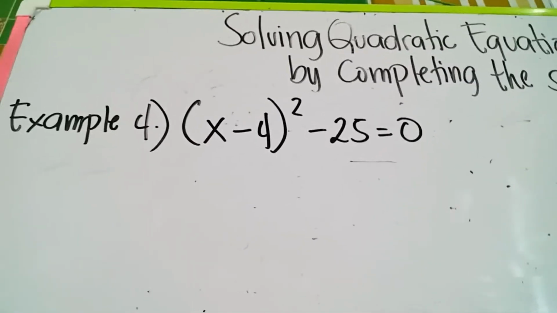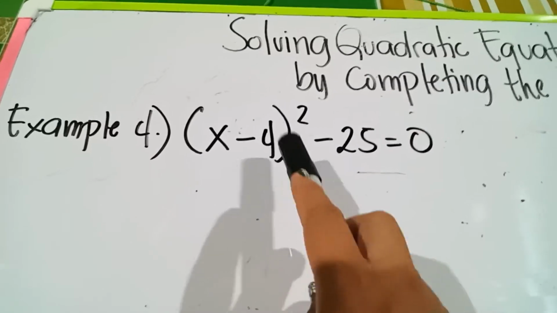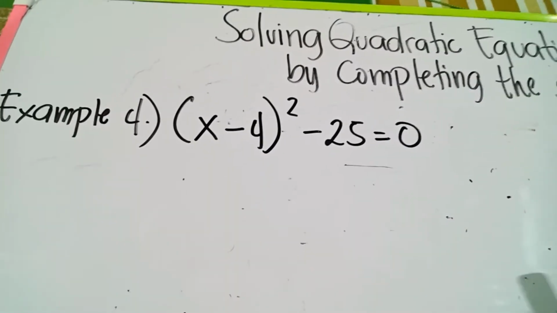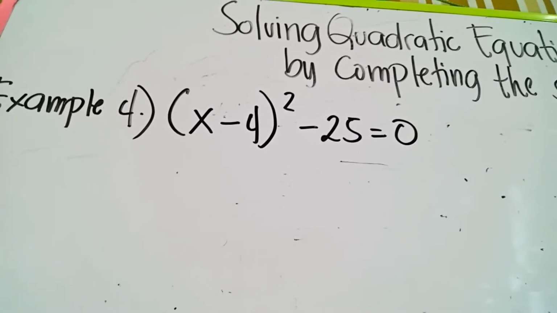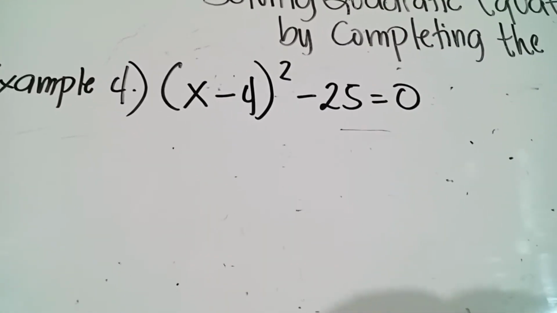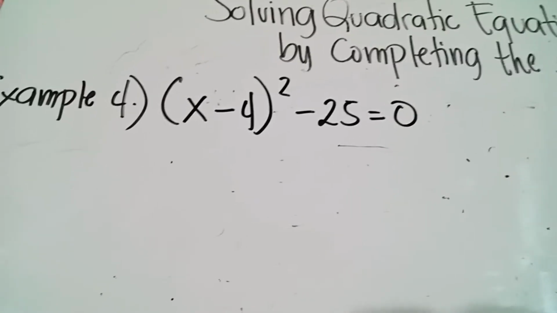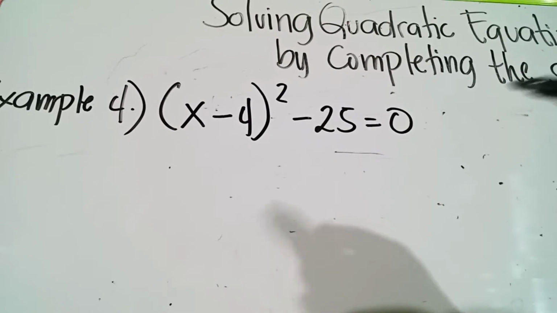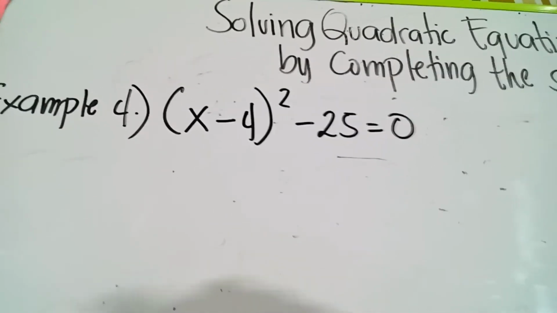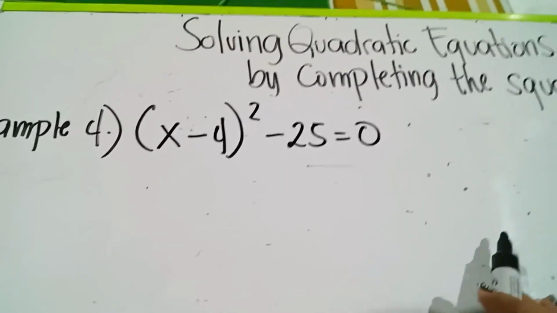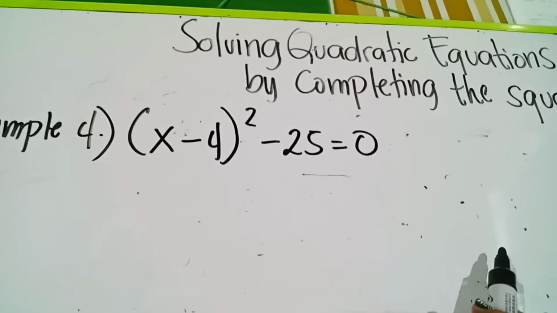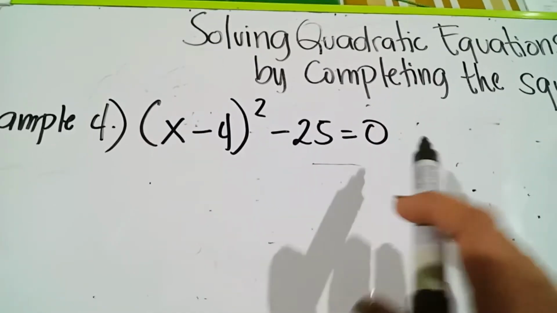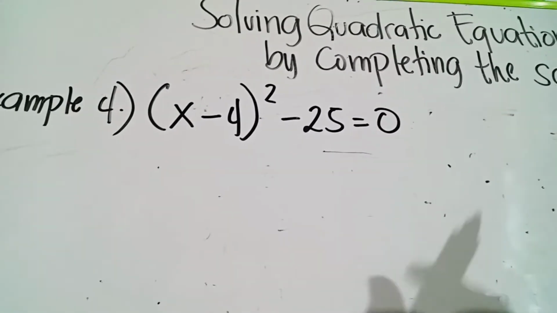So, what about if we have this given? X minus 4 squared minus 25 is equal to 0. So, ganun pa din yung goal natin to find the solution. Pag sinabi nating solution, value of x that can satisfy. Ibig sabihin, kapag sinubstitute mo yon, magiging tama ang equation natin. Okay. So, we are going to find the solution of the given equation, x minus 4 squared minus 25 is equal to 0.